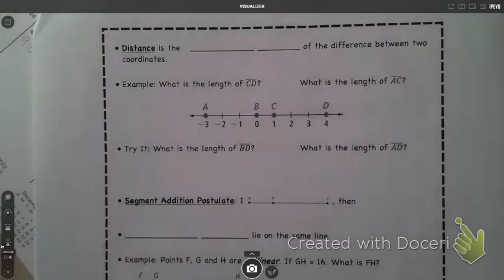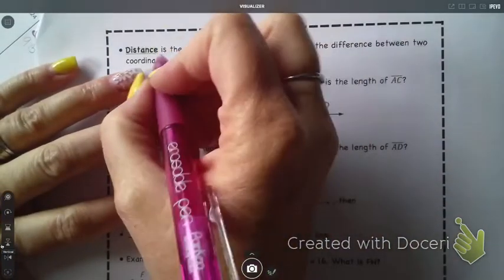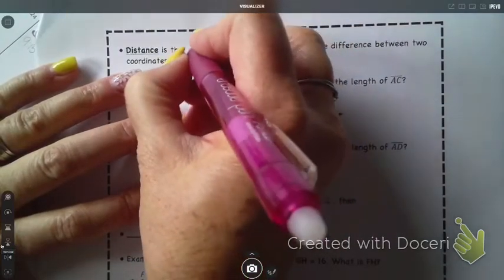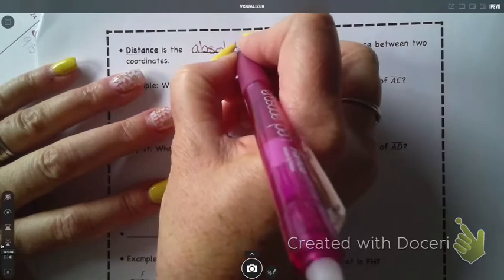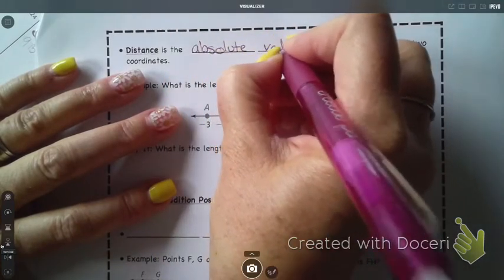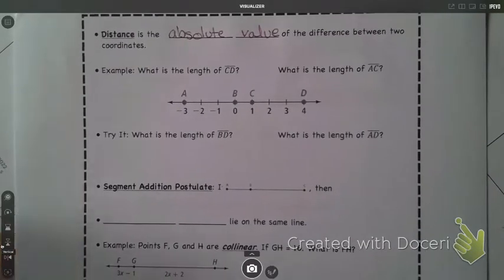Okay, so we are at 1.1, finishing up those notes, right? So we reviewed, I'm going to review real quick. Distance is the absolute value, yes? Yes. Okay, it is the absolute value of the distance between the two coordinates.